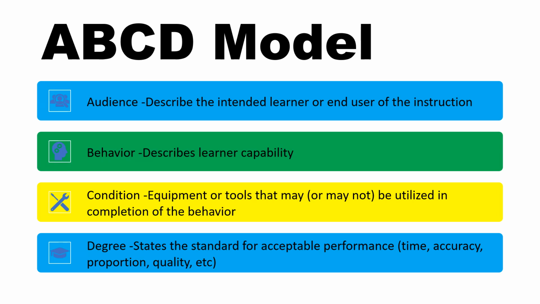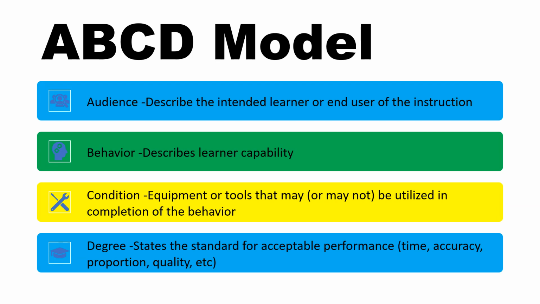And the third one is condition. In your course objective, you should write down the condition: what tools, what equipment, what apparatus they need to know. They should be able to manipulate, handle and utilize it to complete the behavior. Behavior means capability, right? To acquire that knowledge, discuss, explain, or demonstrate, what tools they need. This is under the condition. So you should state the conditions.